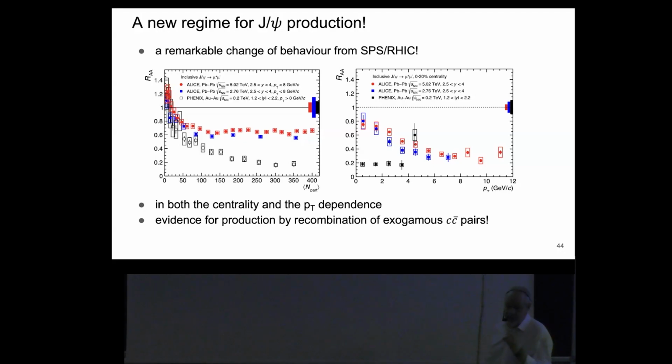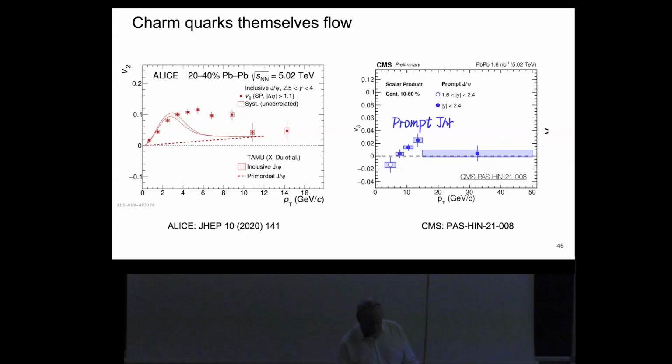And where do you expect this to be more important? At high centrality and at low pT, which is where most of the charm quarks are, and this is exactly what we see. This is the v2 of the charm, and I am coming to the thermalization.